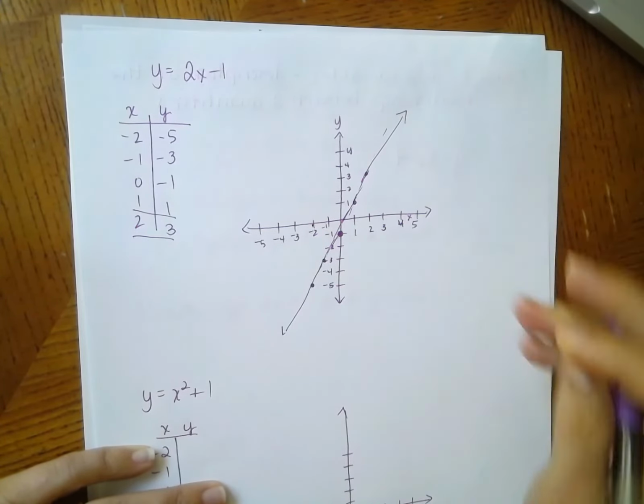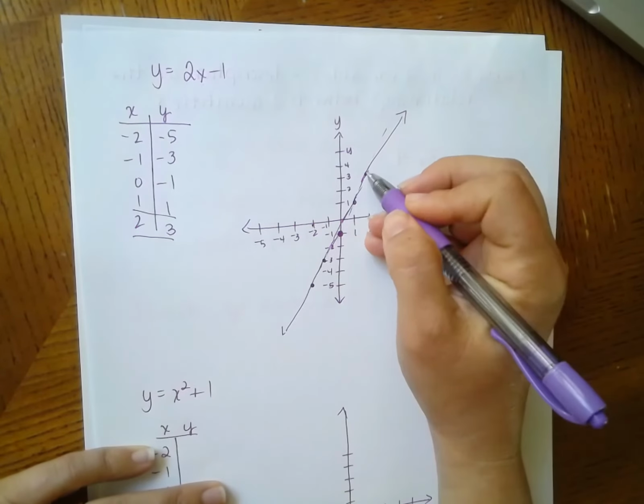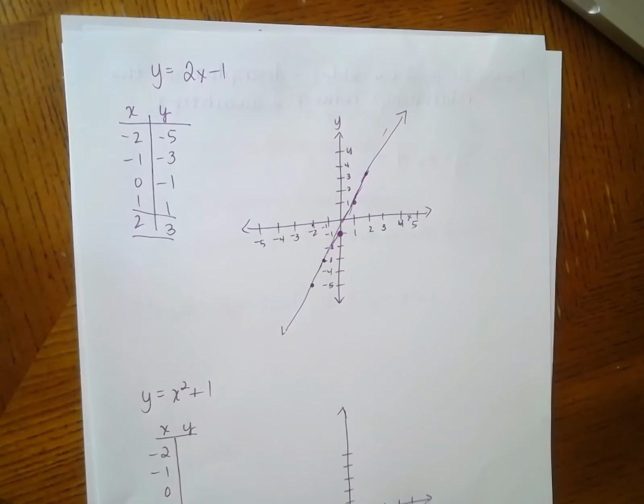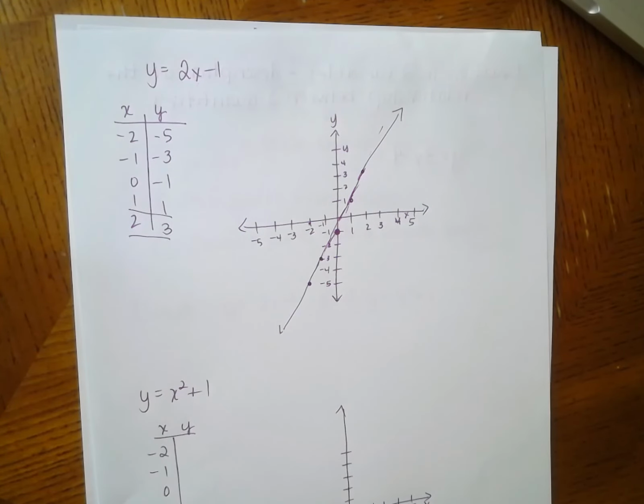like this. Now it should be a perfectly straight line, and I probably should have used Desmos here, but I thought maybe for this one this would be a little bit easier. So this is what y equals 2x minus 1.